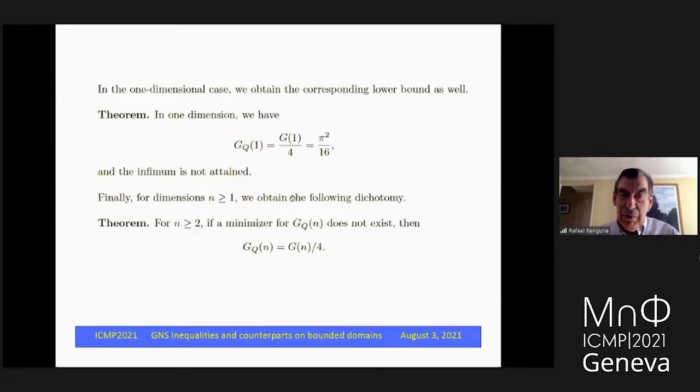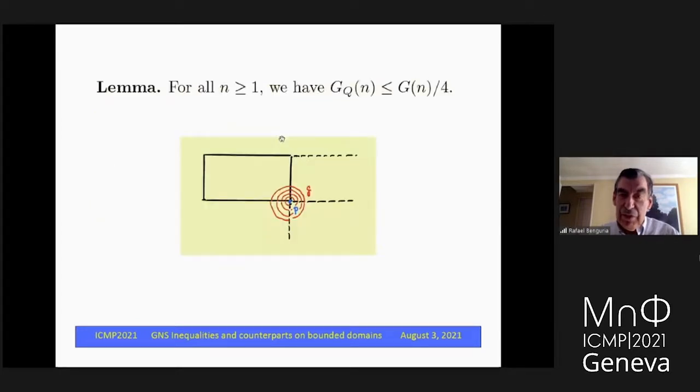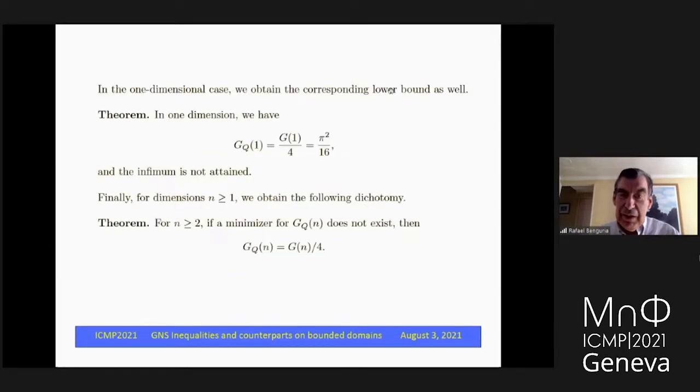And also we have a concentration compactness argument. If g_Q of n is strictly less than that, there is a minimizer. If it is equal, then there is no minimizer. In particular, in dimension one, there is no minimizer, and the best constant for the cube is pi squared over 16.